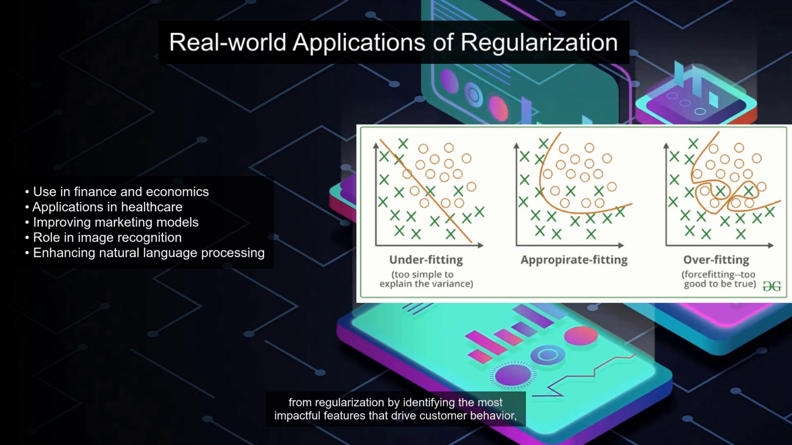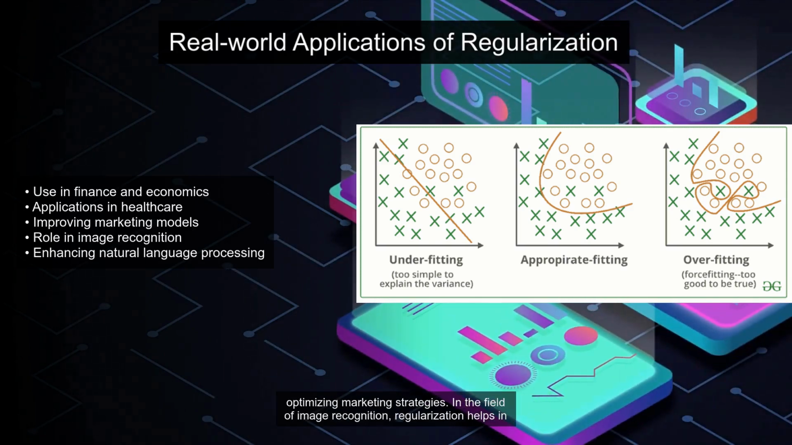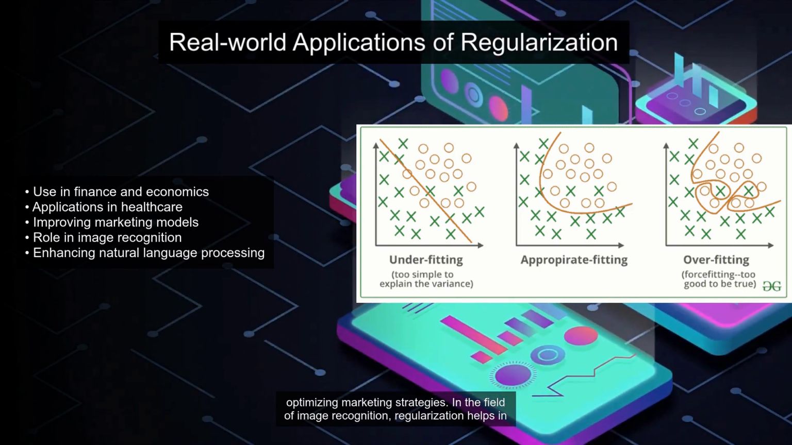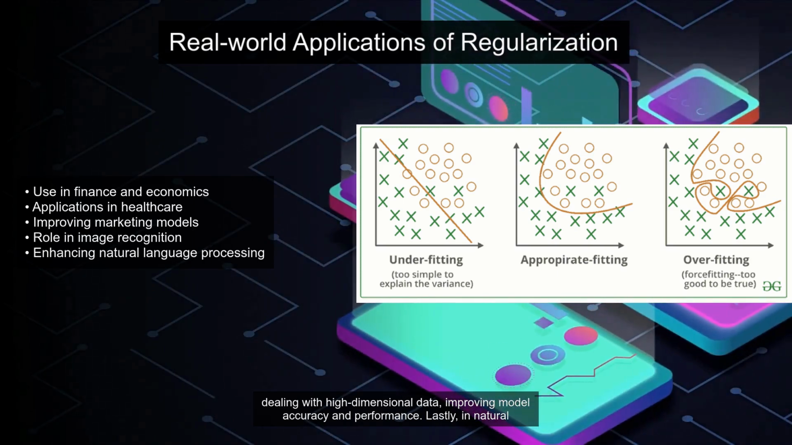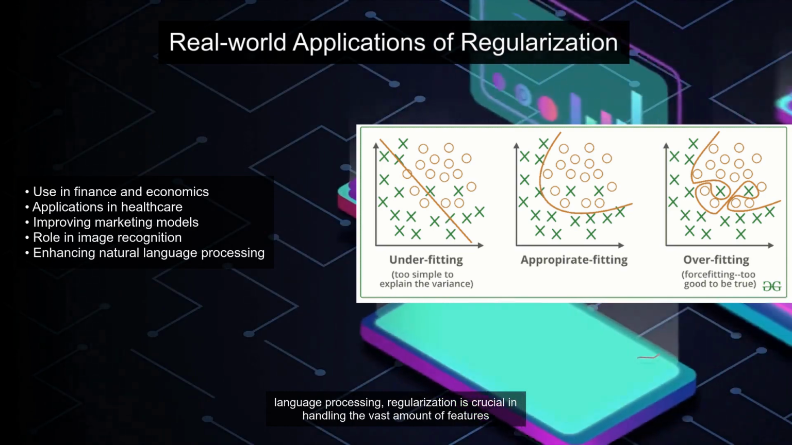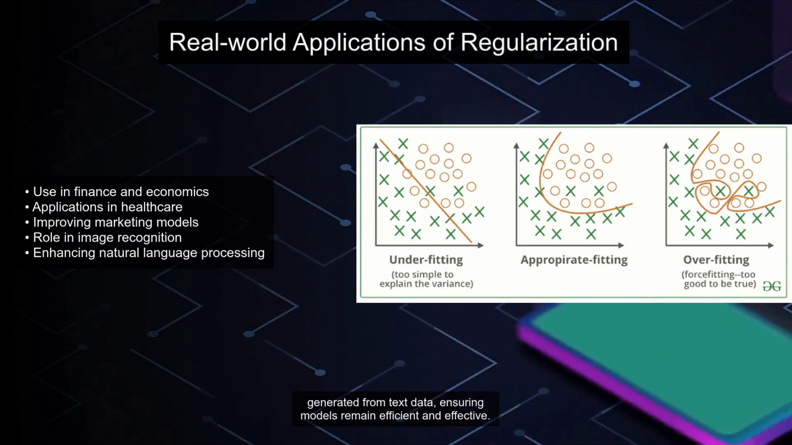Marketing models benefit from regularization by identifying the most impactful features that drive customer behavior, optimizing marketing strategies. In the field of image recognition, regularization helps in dealing with high-dimensional data, improving model accuracy and performance. Lastly, in natural language processing, regularization is crucial in handling the vast amount of features generated from text data, ensuring models remain efficient and effective.